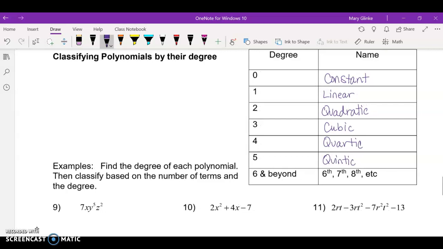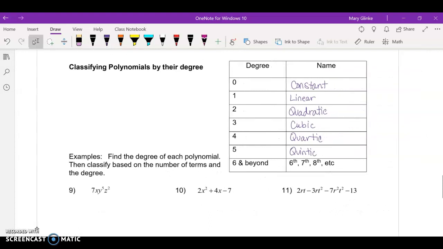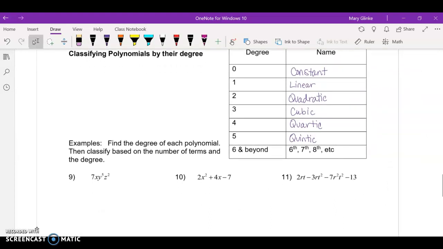So we find the highest degree, and then we can call something a quadratic if the highest degree is 2, or quartic if the highest degree is 4. Anything that's higher than 5, you're just going to say it's a 6th degree or a 7th degree. And this first example here is a perfect one for that. So I have 1x, 5y's, 2z's, so overall I have 8. Since this is just one term, this is going to be an 8th degree polynomial.